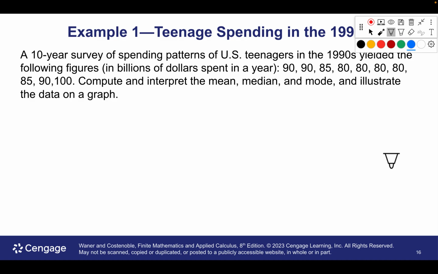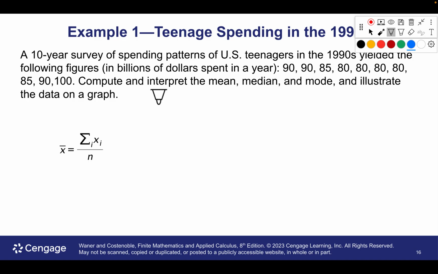Okay, here's an example. We have a 10-year survey of spending patterns of U.S. teenagers in the 1990s, and we've got these dollars spent in a year: 90, 90, 80, 100. Compute and interpret the mean, median, and mode, and illustrate the data on a graph. So we're going to do all of this. I'm just going to walk through it because it's tedious.